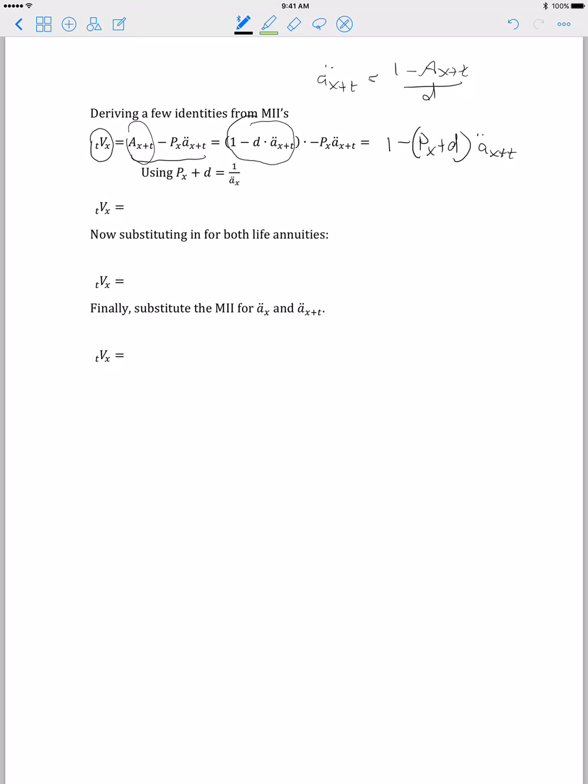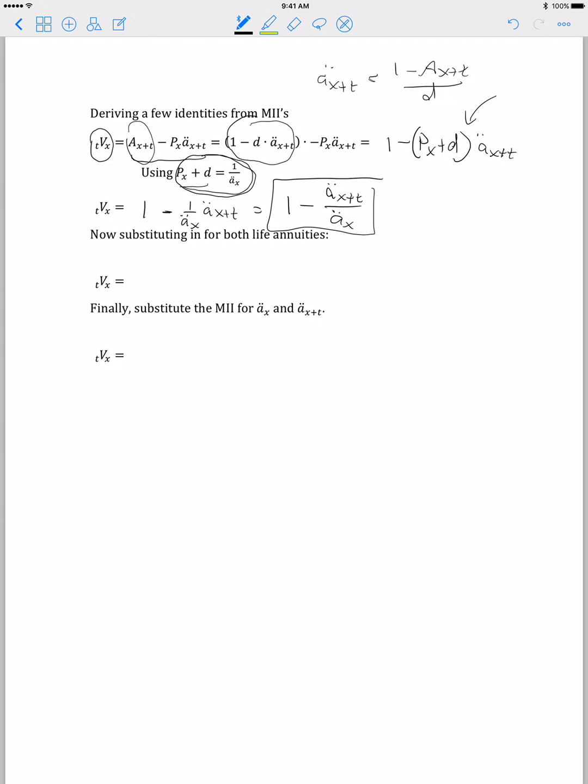Okay, now back when we studied funding, we showed that the equivalence principle led to this identity. So if we substitute that in, I get 1 minus, and then P_x plus t is a reciprocal of a life annuity due issued to age x plus t. So in other words, this becomes our first identity. Or you could call it our second identity, but this is mainly just for deriving the rest.